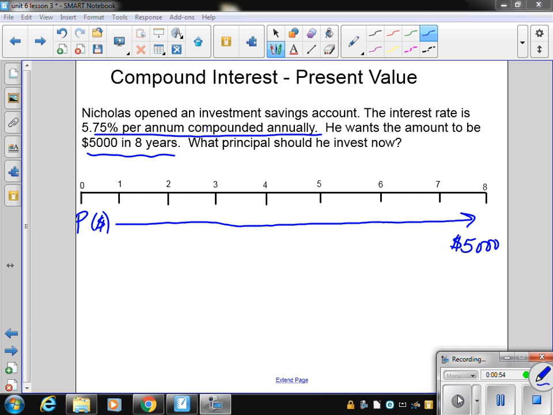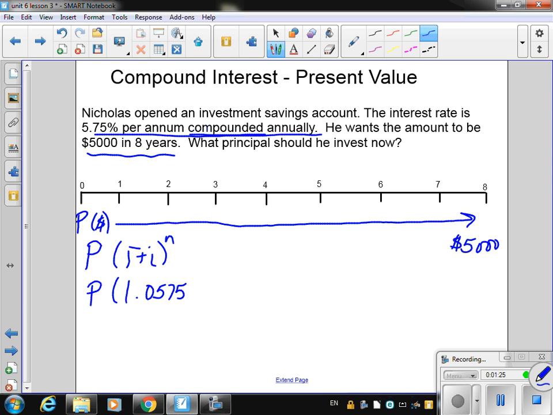Are you ready? If we have a certain principal and I know that it is compound interest, then I know that I am going to multiply that principal by 1 plus the interest rate to the number of compoundings. So we know that we're going to take that amount of money times 1 decimal, and I'm going to write that 5.75% as a decimal, which would be 1.0575 raised to the power of 8. And I know I want that to equal $5,000.